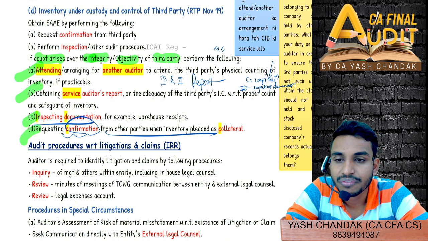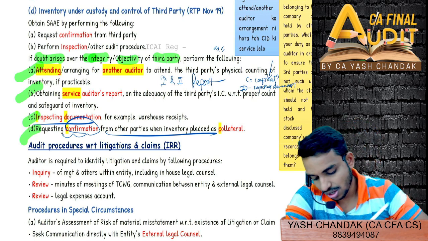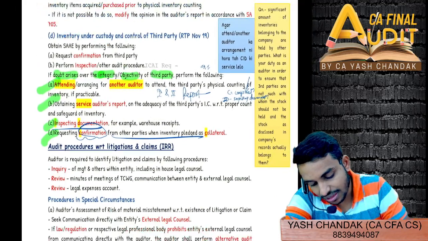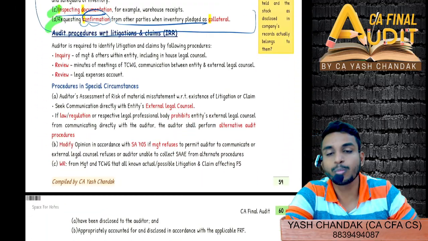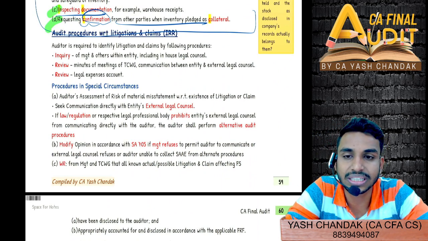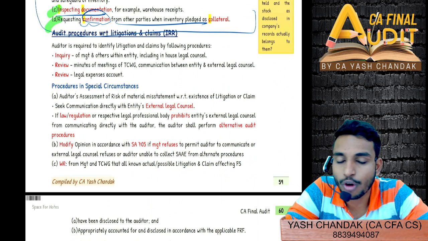And lastly, we did what? External confirmation, obtaining external confirmation. So we have revised whatever we did in SA 501, I guess, right? Now let's go to the other two selected items for which we now have to perform audit procedures.